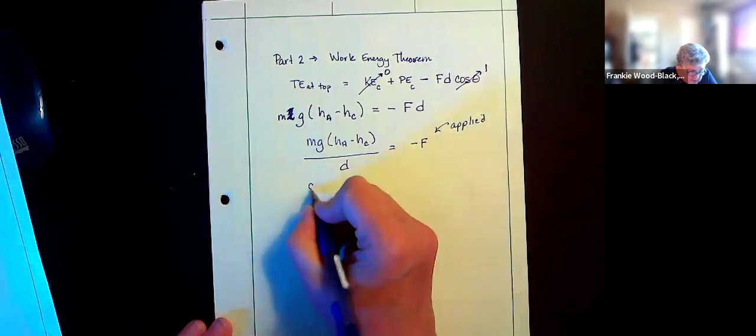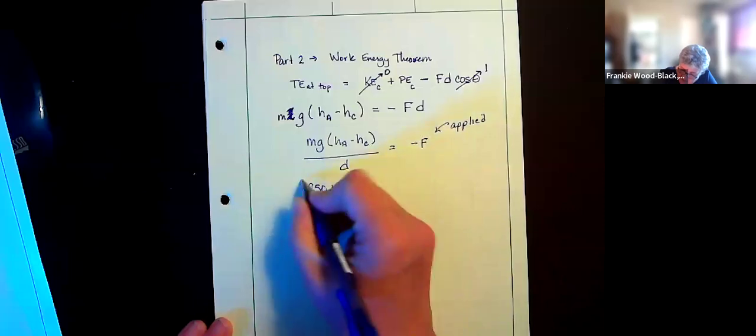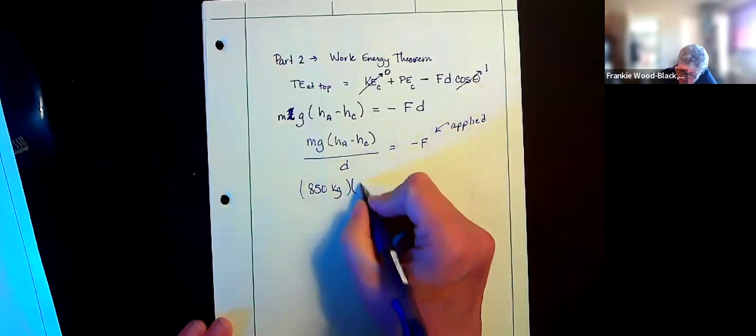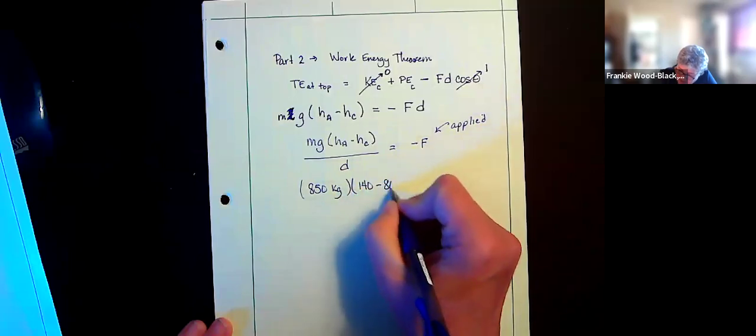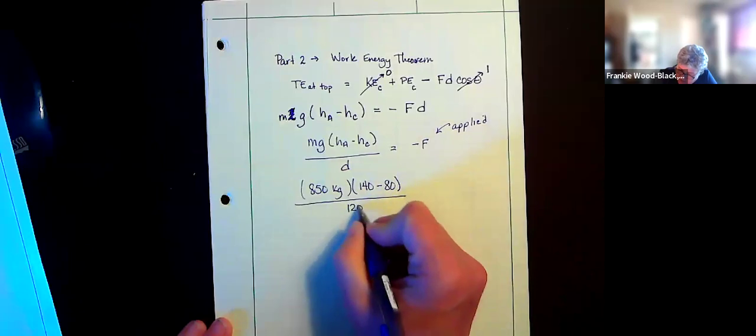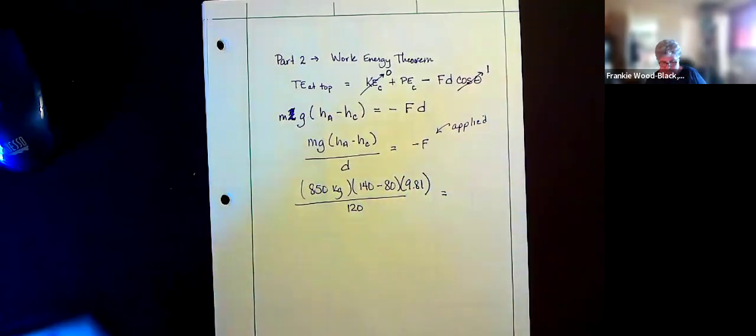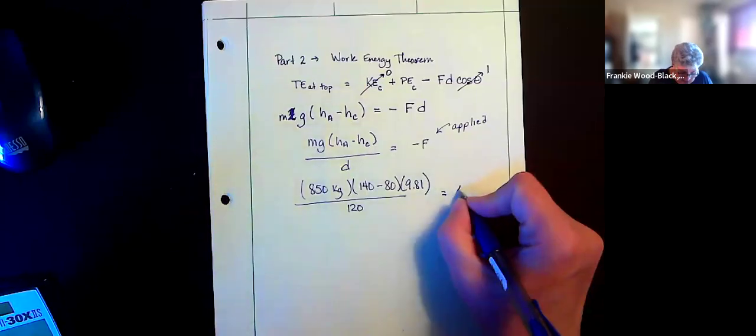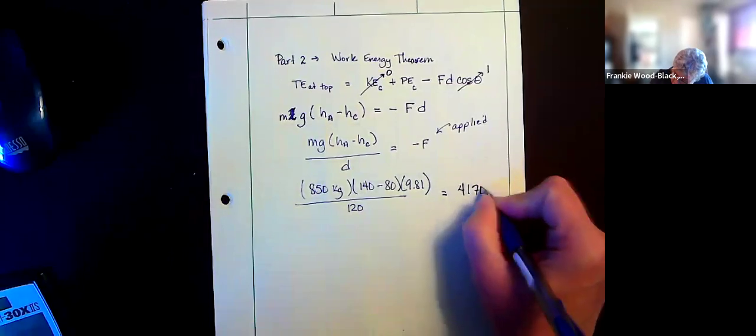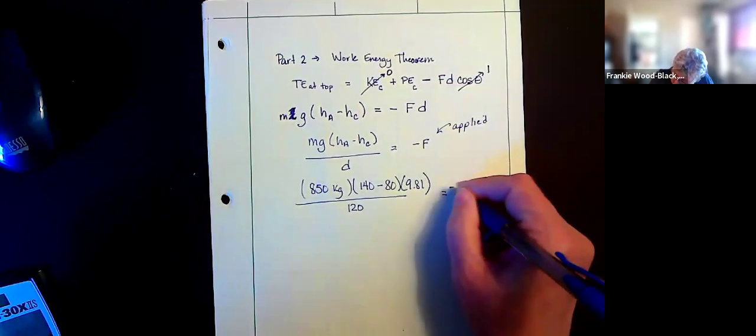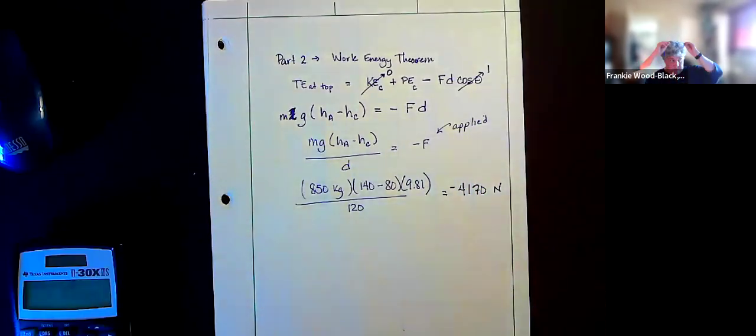So now I'm going to have the mass, which was 850 kilograms. My initial height was 140. My new height is 80. The distance is 120. And then I have a 9.81 that I've got to add in there. And I'm going to end up with 4170 newtons. And that's negative because it's the applied force that the brakes have to apply.